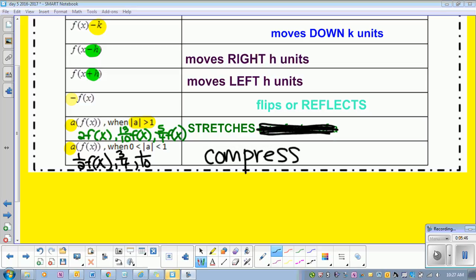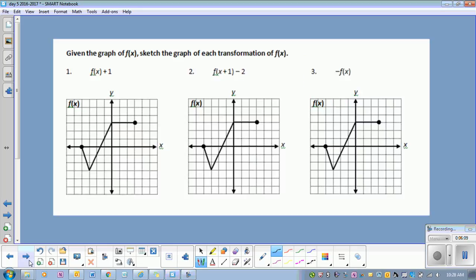So stretches means that it gets narrower, like you stretch it out. Compresses means that you smush it down so it gets wider, and maybe a little bit flatter. Questions about this? So the compress is wider and the stretch is more narrow.